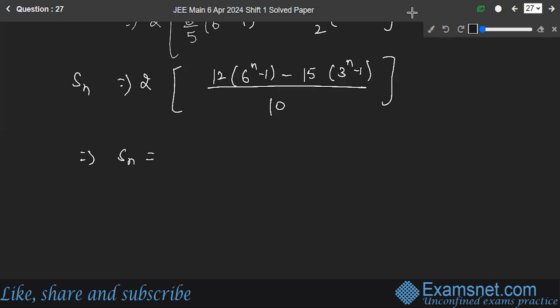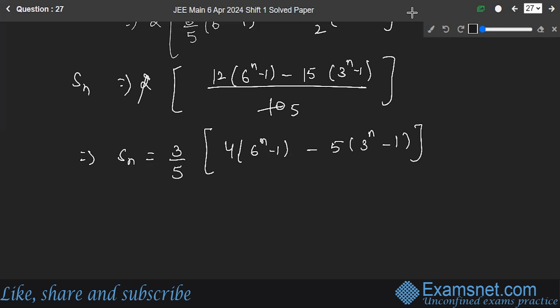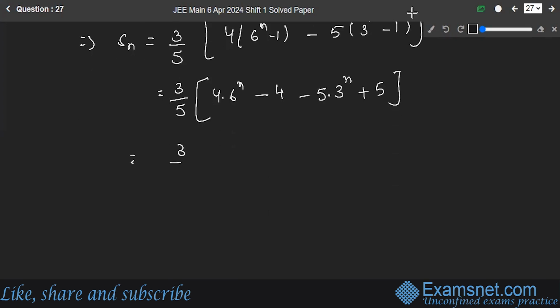is equal to, let's take 3 outside. So this is 3 upon 5, because this and this will get at 5. So this is equal to 3 upon 5, and 4 into this, 5 into this. This is equal to 3 by 5, 4 into 6 power n minus 5 into 3 power n plus 5. Or that's 3 by 5, and this is 4, 6 power n minus 5 into 3 power n plus 1, right?